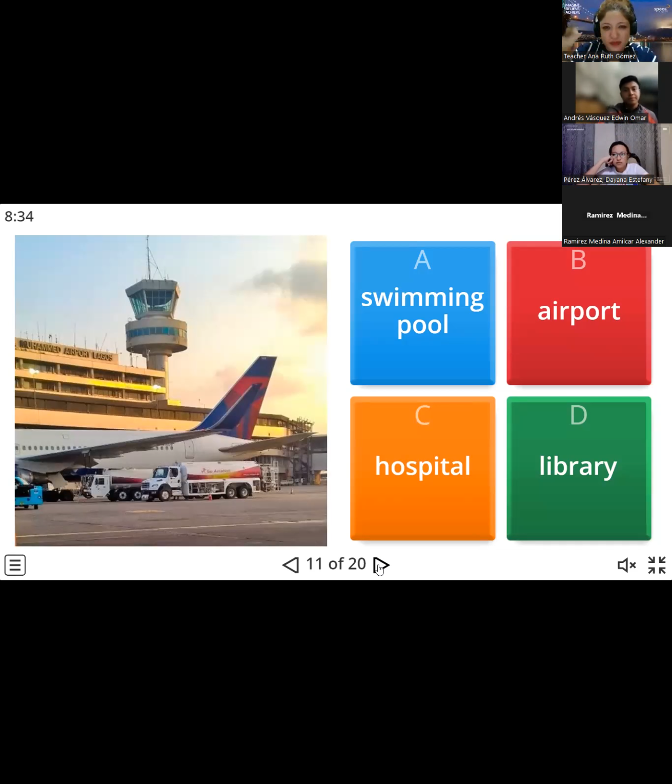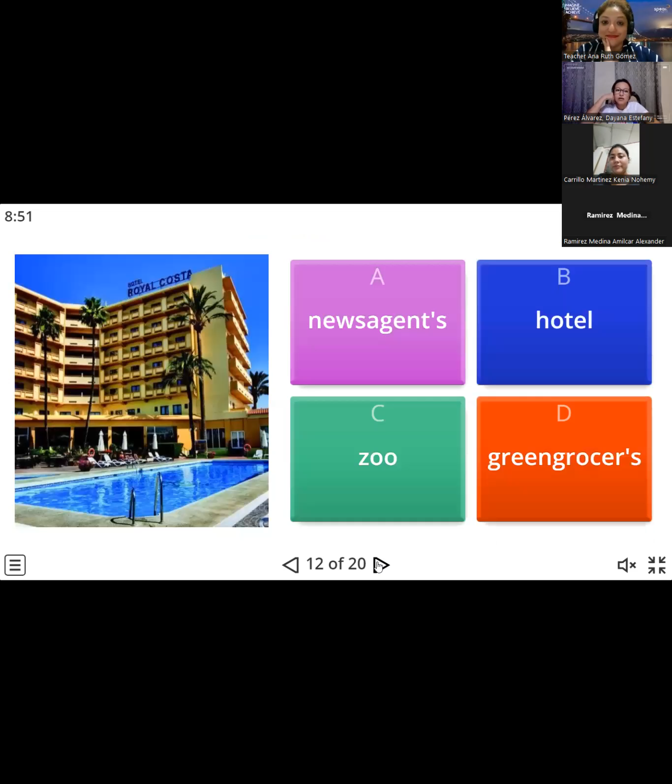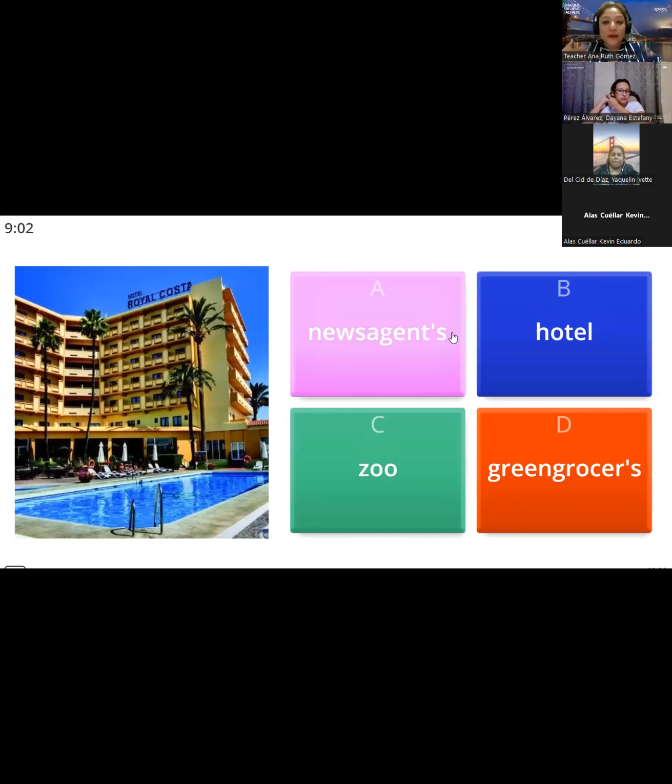Can you repeat, please? Can you repeat the complete sentence? It is an airport. All right, an airport. Okay, very good. What about the next one? It is a hotel. Well, there are some people who say it one way, and there are other people who say it another way. The two are correct. I mean, there is no problem. Okay, so it is a hotel.